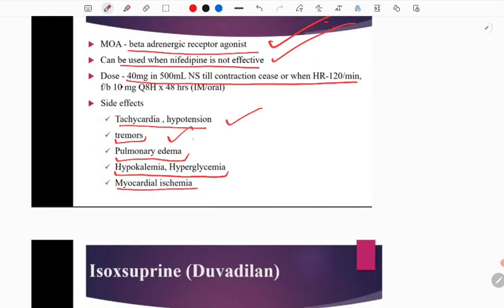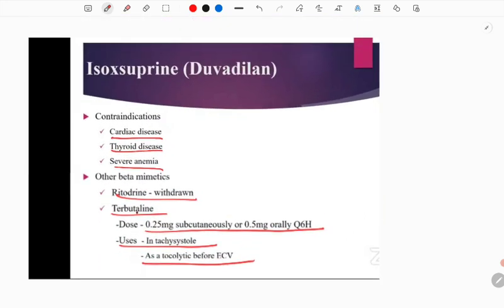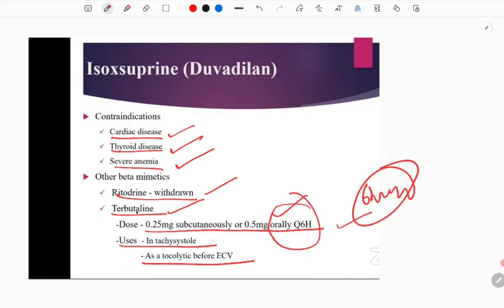Side effects are tachycardia, hypertension, tremor, hyperlipidemia, hypokalemia, hyperglycemia, myocardial ischemia. The contraindications are cardiac disease, thyroid disease, severe anemia. Of the other beta mimetics, ritodrine is withdrawn. Terbutaline is 0.25 mg subcutaneous or 0.5 mg orally 6 hourly. In tachysystole, you have to give 0.25 mg subcutaneously, or the oral dose is 0.5 mg every 6 hours.